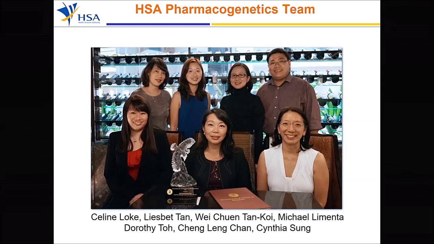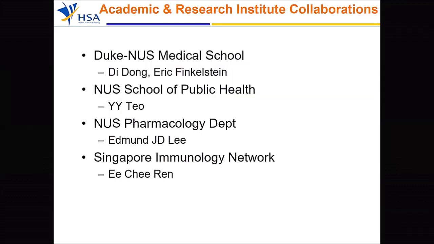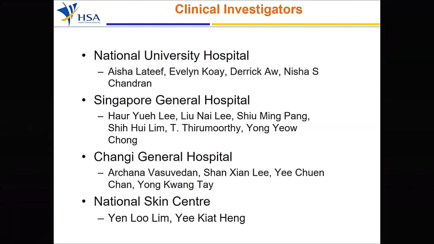So this is our group at HSA working on this, a group of 7 of us. We also have academic and research collaborations: Duke-NUS Medical School, the Public Health School, the Pharmacology Department, and the Singapore Immunology Network, which is doing our genotyping. And then I just want to also thank all of our clinical investigators who are helping us with our case control collection at 4 different centers. Thank you.